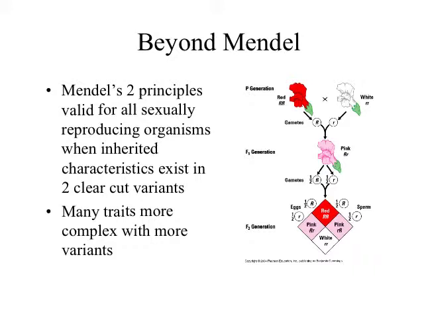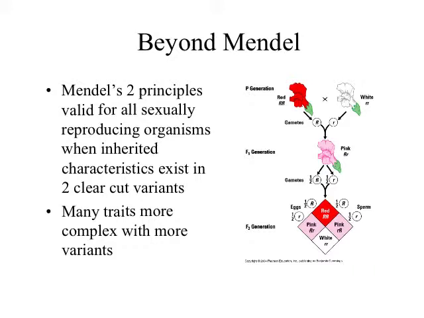Mendel's two principles are only valid for sexually reproducing organisms when the characteristics are clear-cut, right? A flower is either white or purple. The seeds are either green or yellow. It's clear-cut when it's just two different variants. However, lots of our traits are more complex. We have more variants than that.